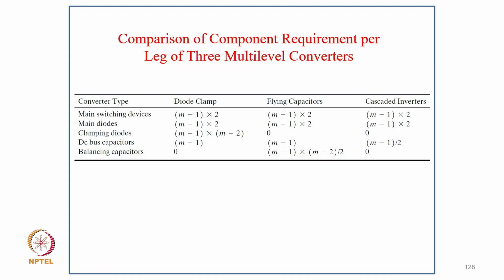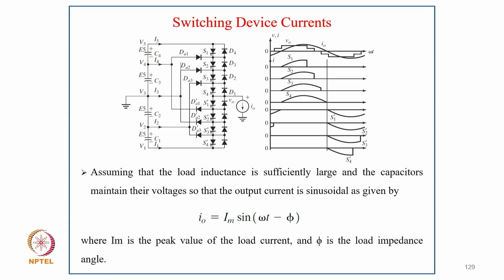requirement for a leg of a 3-level multilevel inverter for diode-clamped, flying capacitor, cascade. The main switches are (m-1)×2 for all three, and main diodes are (m-1)×2, (m-1)(m-2), and (m-1)×2 for all converters, and clamping diodes (m-1)(m-2) and 0, and the DC bus capacitors m-1, there is also m-1 and (m-1)/2, and balancing capacitor 0. And for flying capacitor, it is (m-1)(m-2)/2.